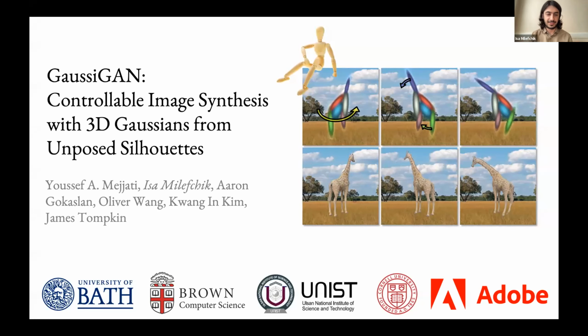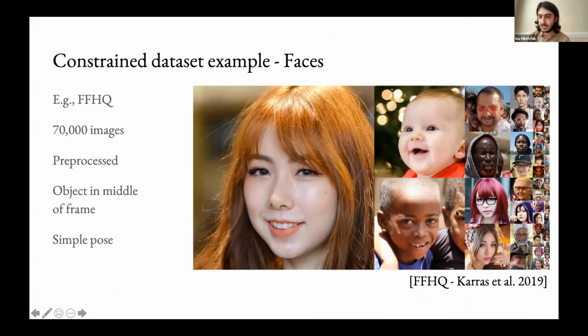So hi, I'm Issa. I'm from Brown, and I'm presenting our paper, Controllable Image Synthesis with 3D Gaussians from Unposed Silhouettes. So we've seen a lot of success with generative networks on constrained datasets. We have here the Flickr Faces High Quality dataset, preprocessed so that facial features are well aligned across instances, and it's a simple pose to learn, and generative networks work really well with this.